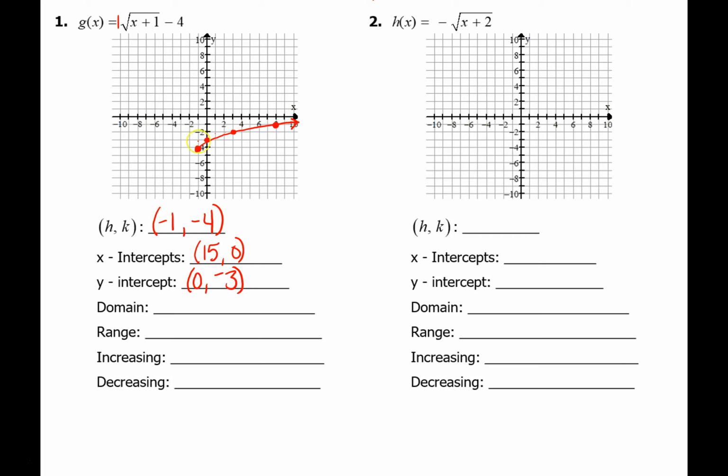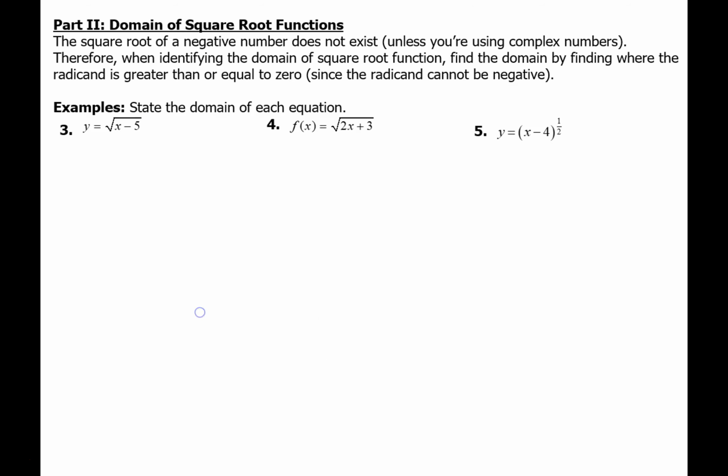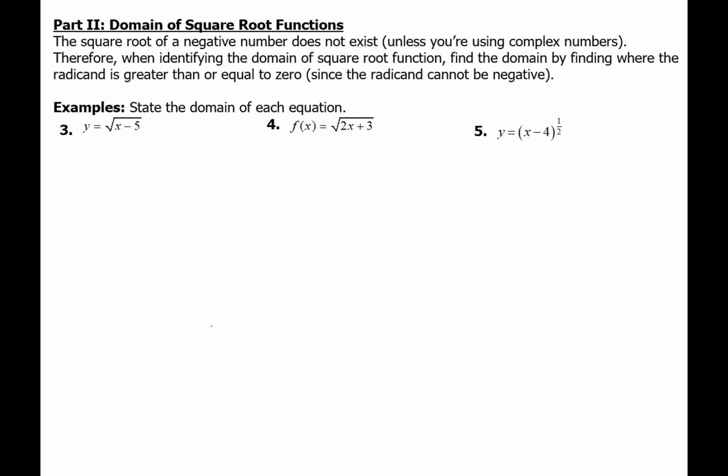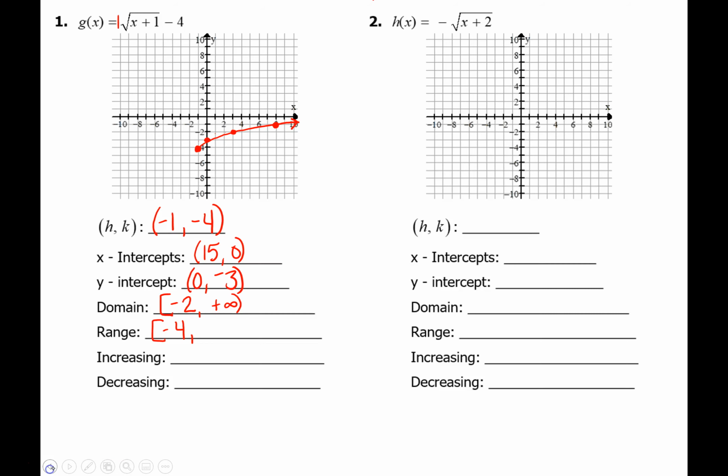The domain, on the left side, it starts at -2, and it's a solid circle, so it includes -2, and it goes all the way to the right, so that's positive infinity. The range starts at that origin, which is at -4 with a hard bracket, and it goes all the way to the top, so that's positive infinity as well. This one is increasing from -2 to positive infinity when I read from left to right, and it is never decreasing because it's never going downhill.